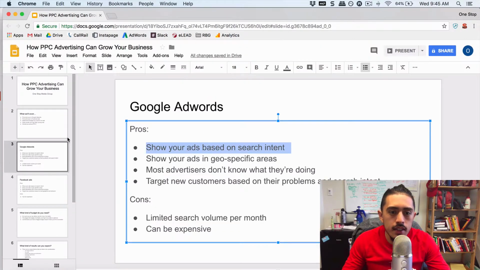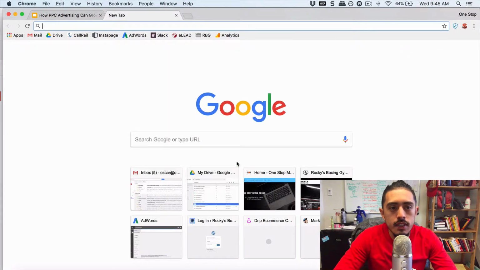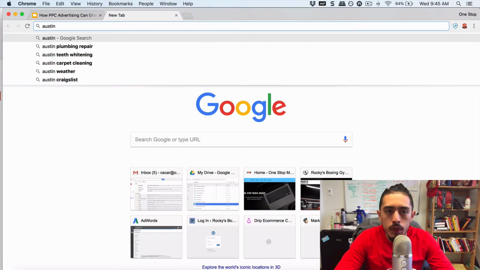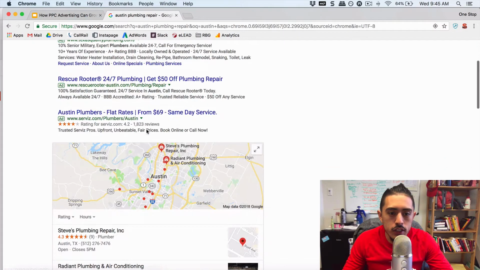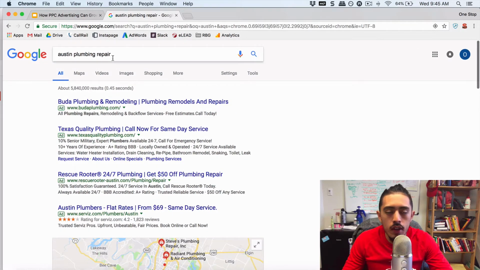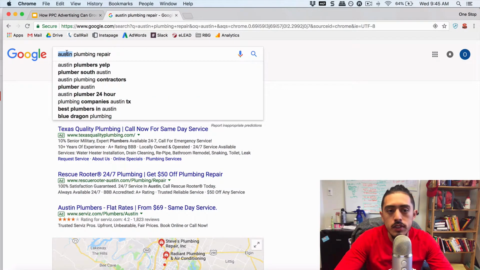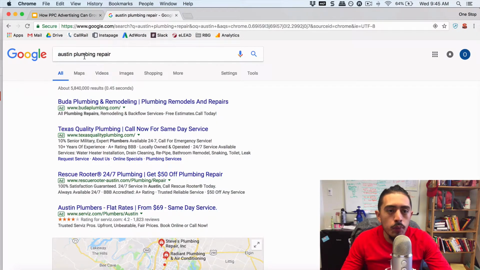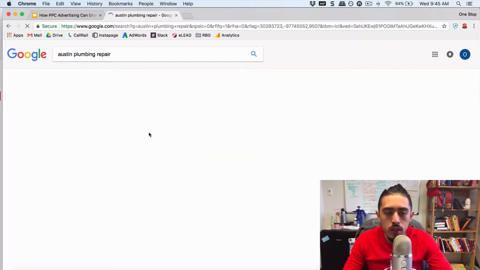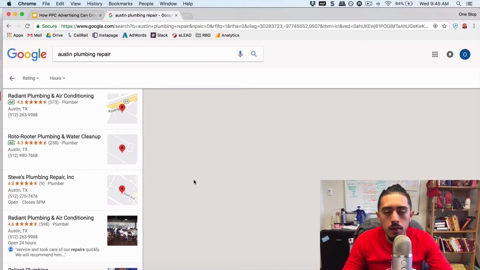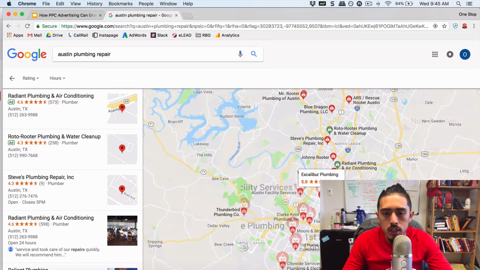So let me just exit out of these. You can also show your ads in geo-specific areas. Let's say we can target between zip codes. We can target Austin plumbing in general, and that'll target all of Austin. But maybe you know there are three zip codes that 80% of your customers are coming through. Well, instead of trying to target the entire Austin area, you can target just those three zip codes that most of your customers are coming from.